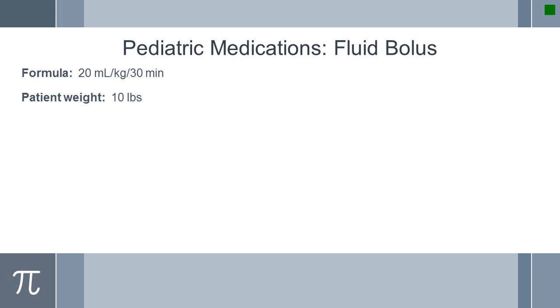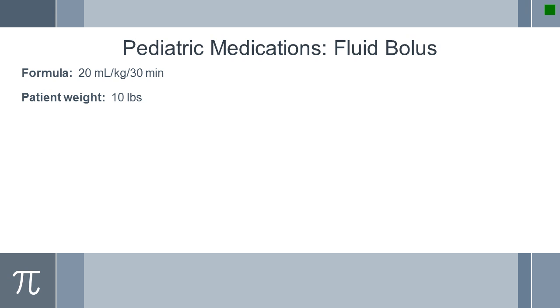So now let's look at our fluids. If we've got a dehydrated child, we're going to bolus them with fluids, and then we need to be able to run maintenance doses. Fluid boluses and maintenance doses are the two formulas that you're going to have to remember. Always remember fluid bolus is always the same: 20 milliliters per kilogram per 30 minutes.